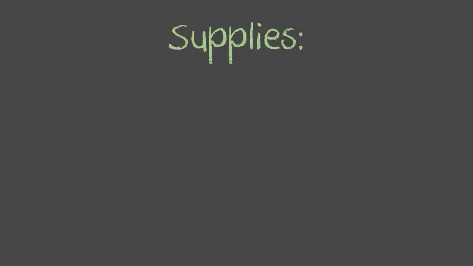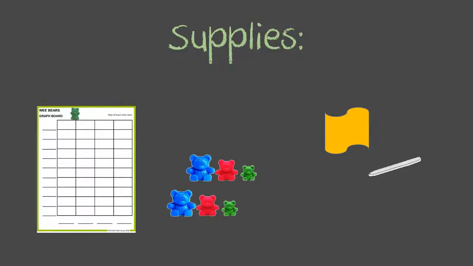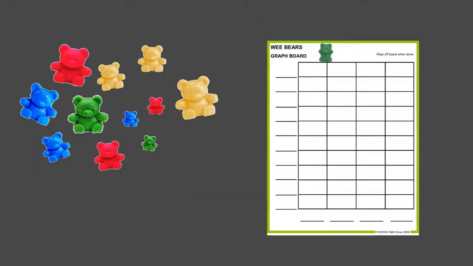The supplies that will come in the pouch along with the instruction sheet is a laminated board for the students to write on, along with a dry erase marker and an eraser, as well as a collection of little plastic bears of various sizes, shapes, and colors.